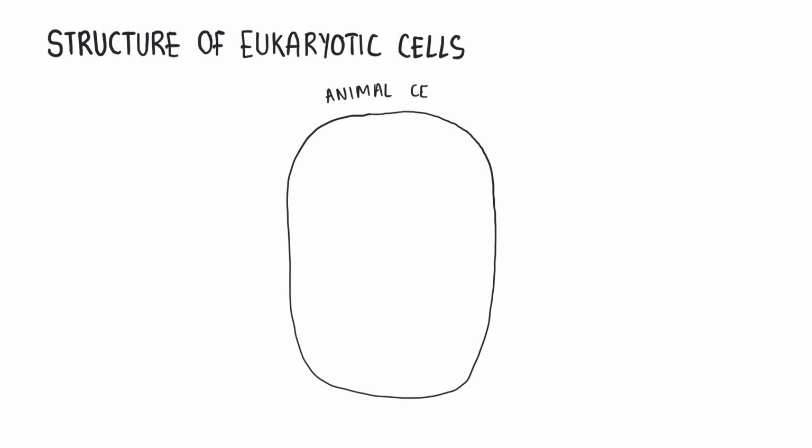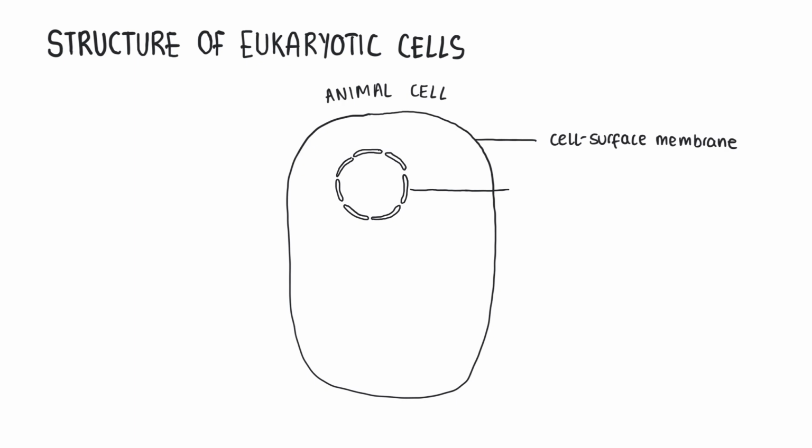So just like any cell, eukaryotic or prokaryotic is going to be surrounded by a cell surface membrane. This is a selectively permeable barrier, and we're going to look at this in more detail in another topic. The defining feature of the eukaryotic cell is the nucleus, and you do need to know how to label the different parts of the nucleus.